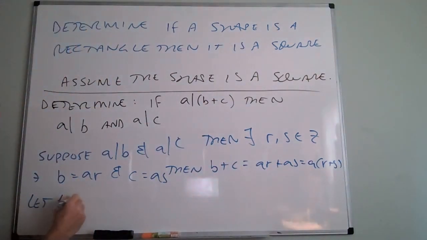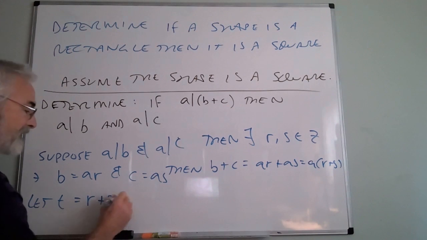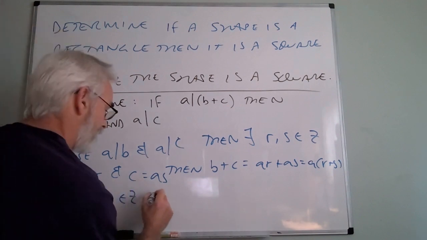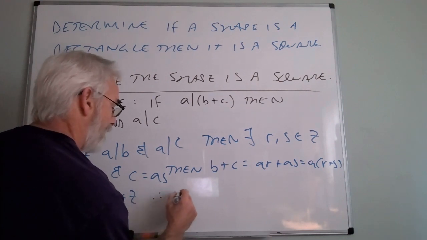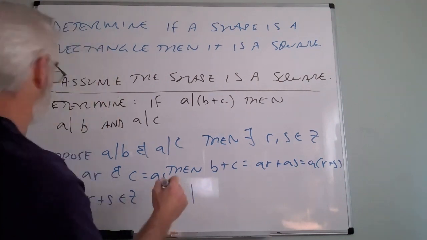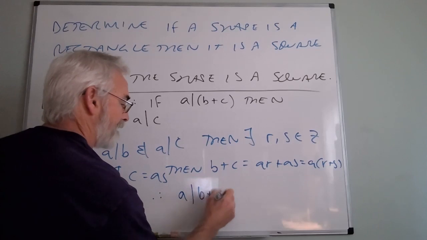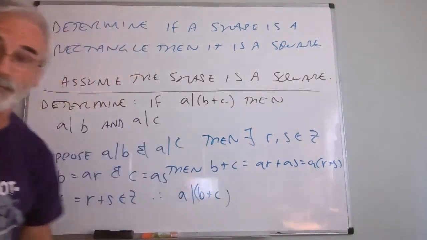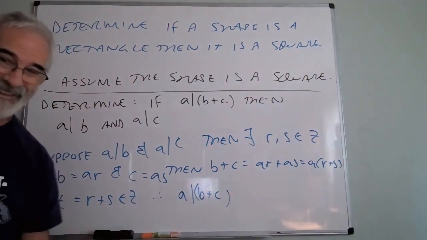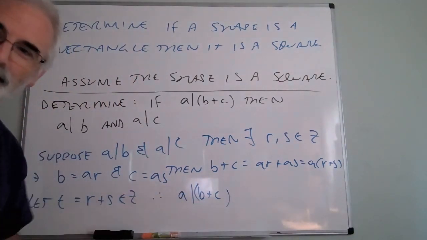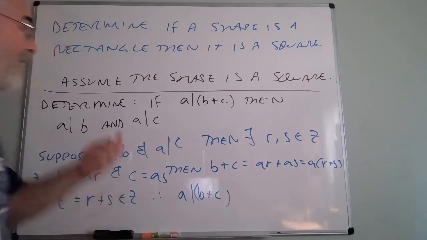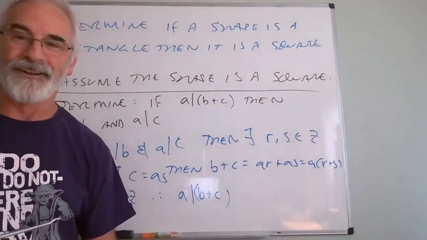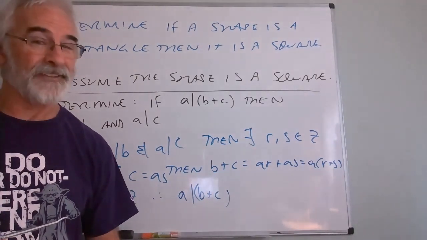Let T equal R plus S. It's an element of the integers because integer addition is closed. Therefore, A divides B plus C. Great. So I proved what I wanted to prove. Does everybody agree that I just proved what I wanted to prove? I just wrote this beautiful divisibility proof. So did I prove this is true? Yes or no?